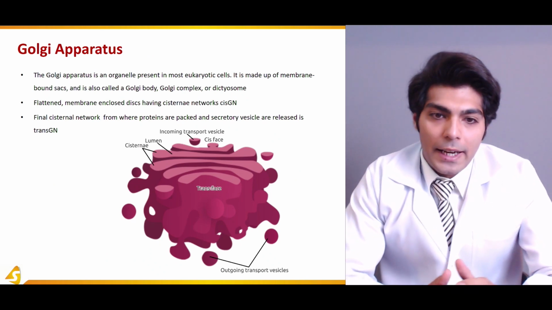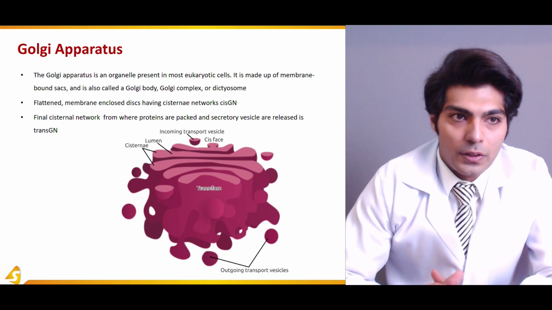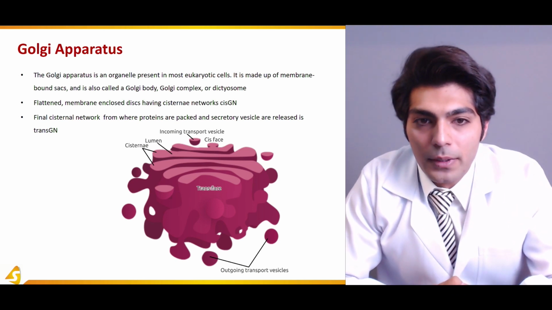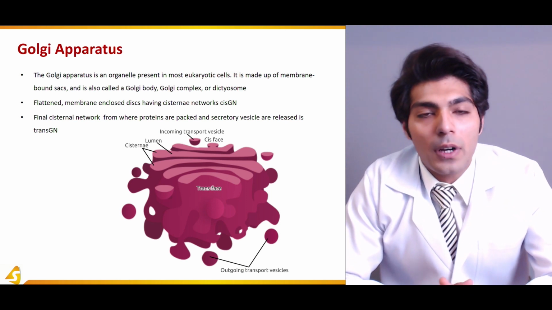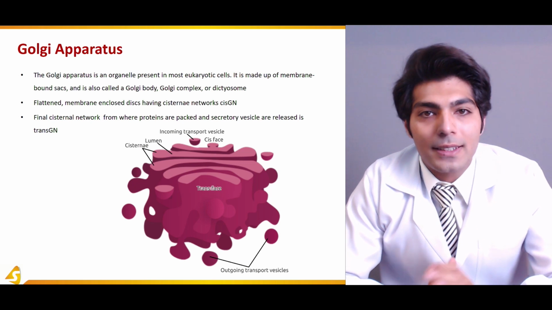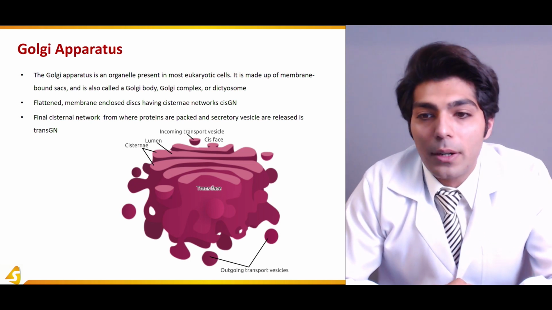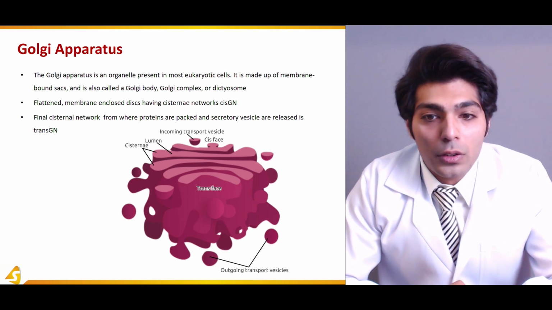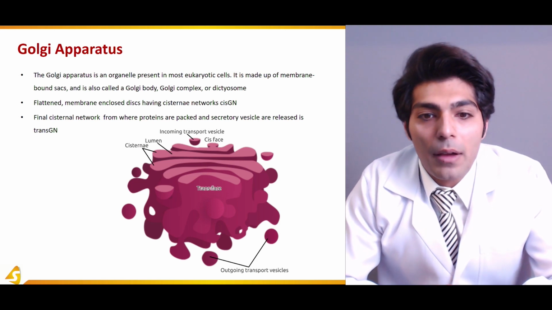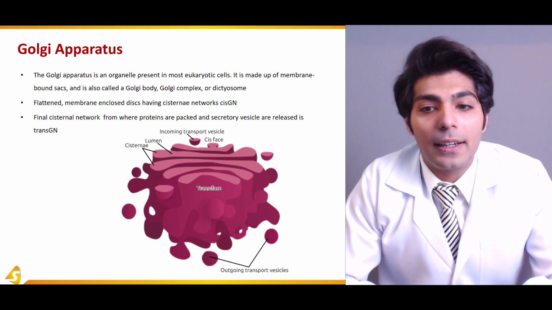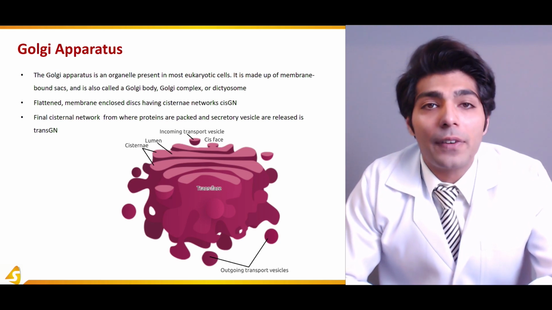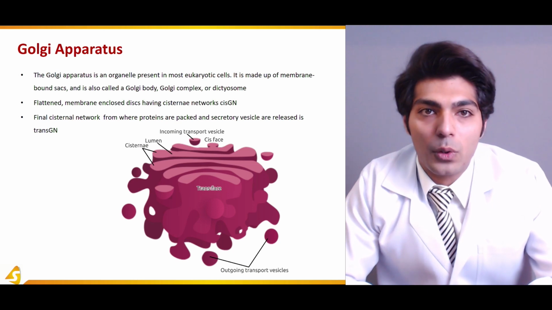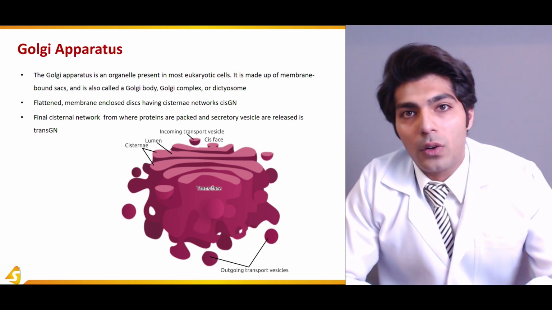Golgi apparatus. We know that after the synthesis of proteins in the endoplasmic reticulum, for further modification, it is transferred into another network of membrane-bounded sacs present inside the cell, which we call Golgi bodies or the Golgi apparatus. They are also named dictyosomes. They are flattened membrane-enclosed discs having a cisternae network, called cis-GN or cis-Golgi network. Then we have the final cisternal network from where the proteins are packed and secretory vesicles are released. It's known as trans-GN or trans-Golgi network.